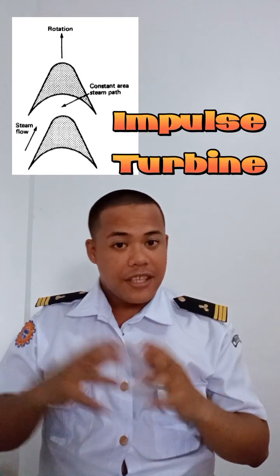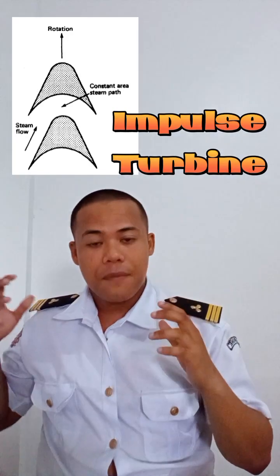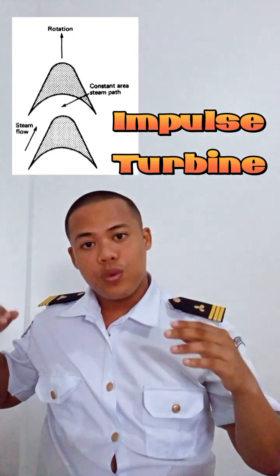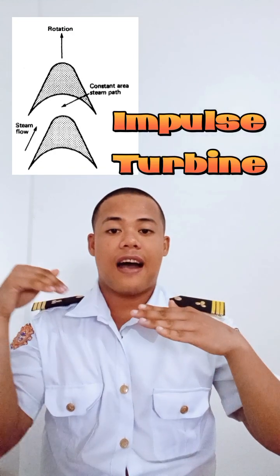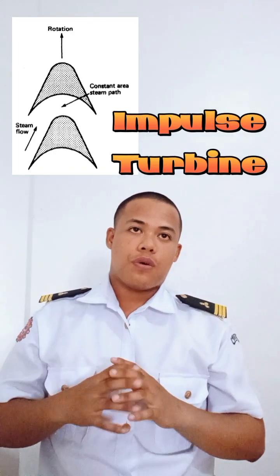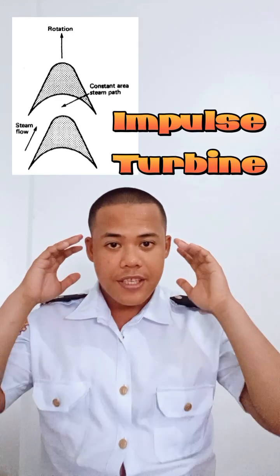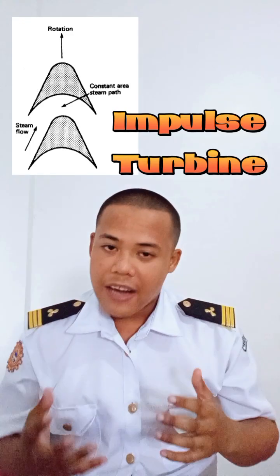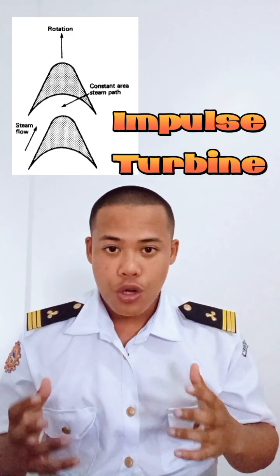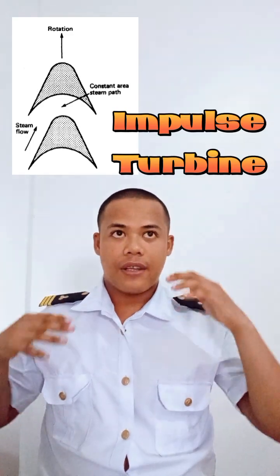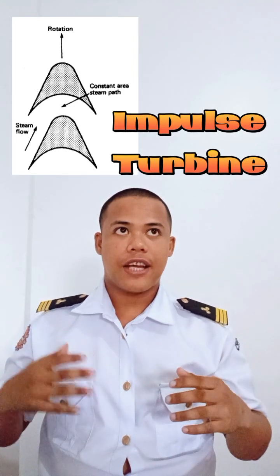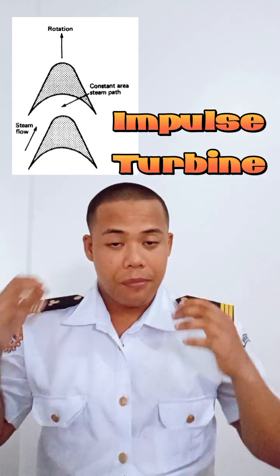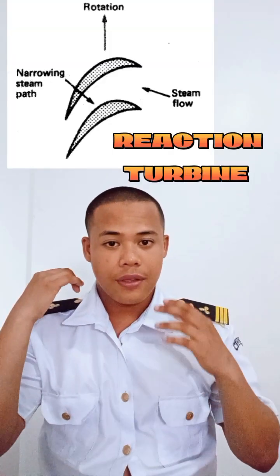That high velocity jet of steam is directed to the impulse blade and leaves in the opposite direction. So the change in velocity and direction would produce an impulsive force which mainly acts on the direction of the rotation of the turbine blade. Next, we will discuss the reaction type turbine.